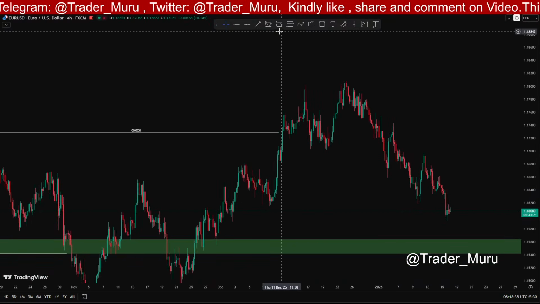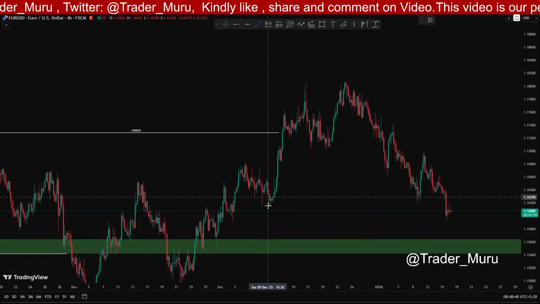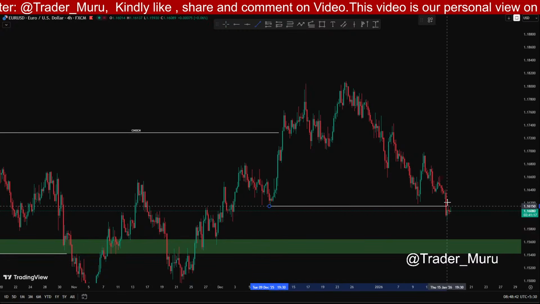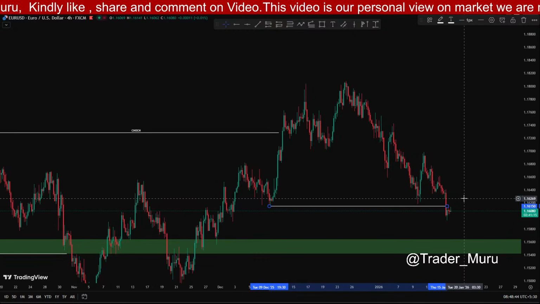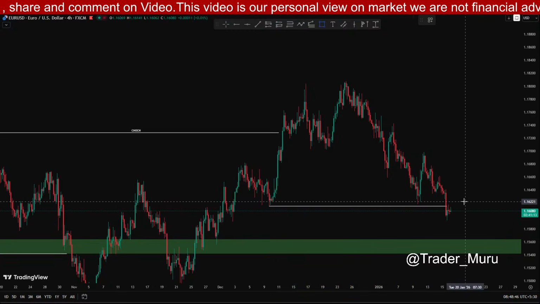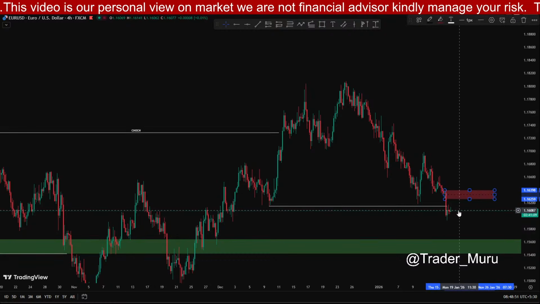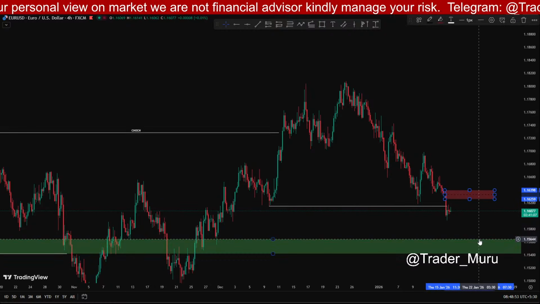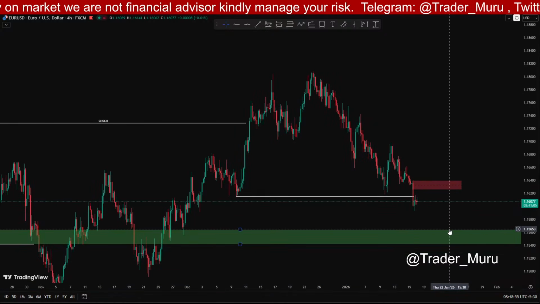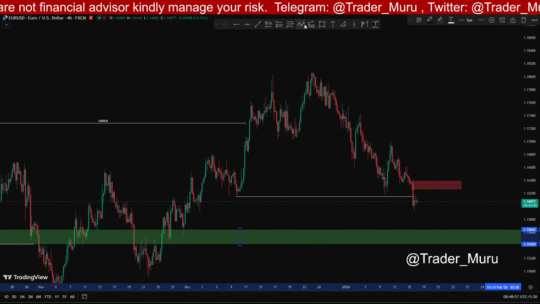As we were expecting in euro, it finally broke below the previous low. On the test of this zone, euro can again drop and the target will be 1.56.